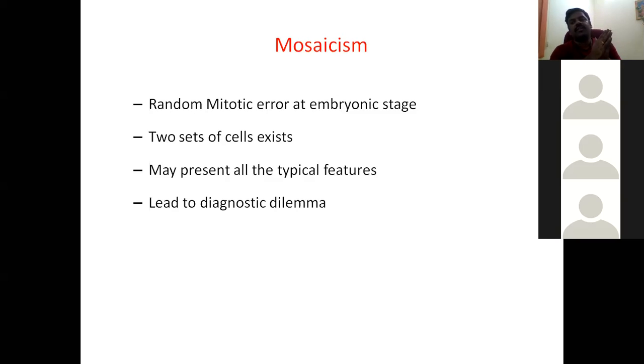Since not all cells have trisomy 21, these children will not have a complete pattern, so diagnosing them phenotypically becomes very difficult. So that leads to a diagnostic dilemma also. For this we have to go for karyotyping.